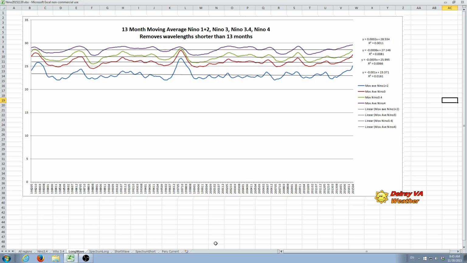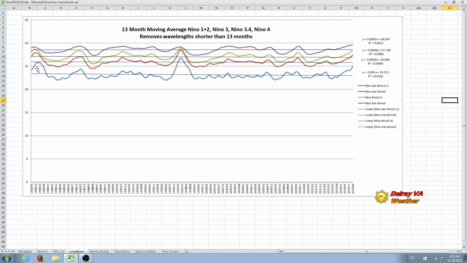And I ran what in mathematics is a filter. It's a moving average, and I picked a 13-month moving average. What that will do is suppress any cycles in the data that are less than 13 months. So if we have an annual cycle, it's going to kill that, and the resulting data of the 13-month average will be only the long-term cycles, anything greater than 13 months.